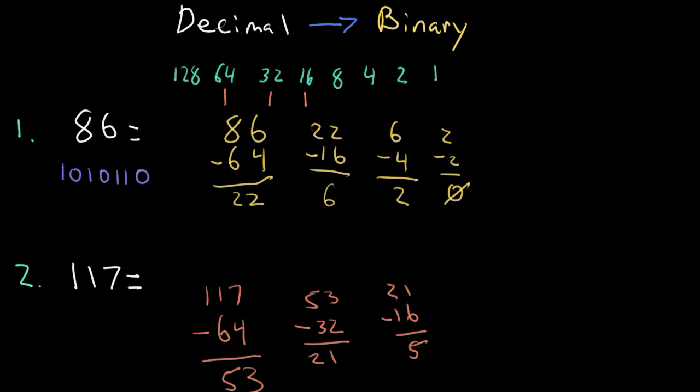Does 8 fit into 5? No, it doesn't. So we're going to put a 0. Does 4 fit into 5? Yes, it does. 5 minus 4 equals 1. We're going to put a 1 there because 4 fit. Does 2 fit into 1? No, it does not. Does 1 fit into 1? Yes, it does. And that finally equals 0. So 117 equivalent is 1110101.